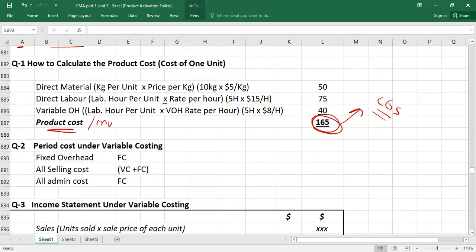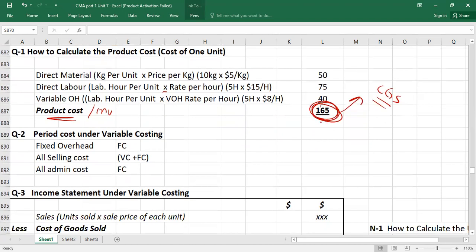The second thing I already told you, don't forget, because I will use this as a product cost to prepare the income statement. Now question number 2, which they will ask you: maybe he will give you some data like direct material, direct labor, variable overhead, fixed overhead, selling and administration cost, and ask you to pick the values for period cost. Here you have to remember period cost will include mainly three things. You have to pick fixed overhead from the production.